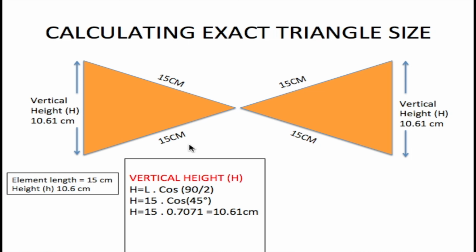So now we know the length of these sides and we know the height. So we can actually go ahead at this point and cut the metal that we need. It could be aluminum or copper that we would use, 10.61 centimeters in the height and 15 centimeters at the sides, into a triangle shape like we have here.